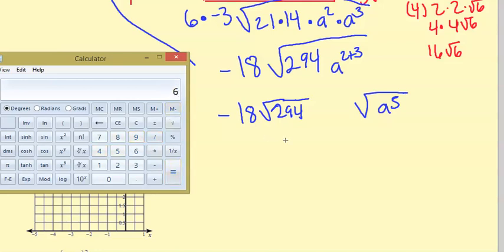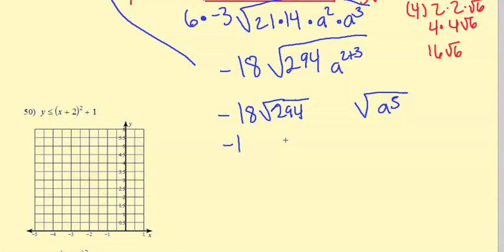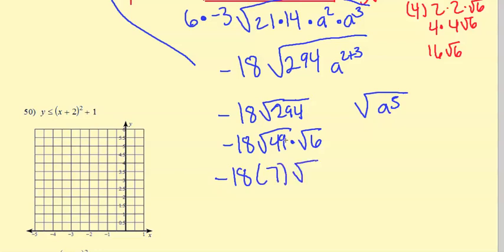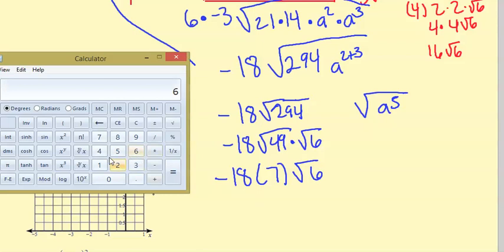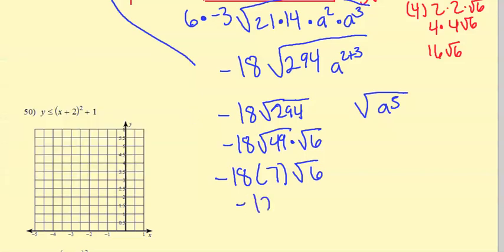It's 6. So we have negative 18 times the square root of 49 times the square root of 6. The square root of 49 is 7. So we have negative 18 times 7 times the square root of 6. So that'd be negative 126 times the square root of 6. So that's your number part.